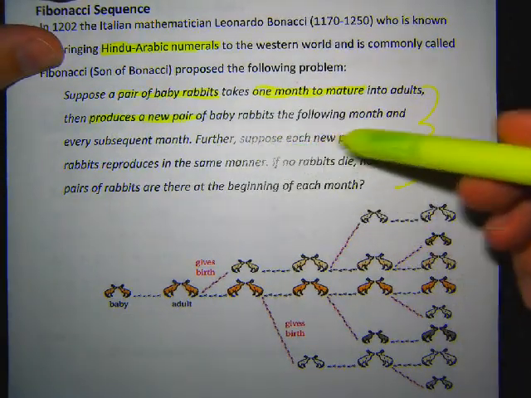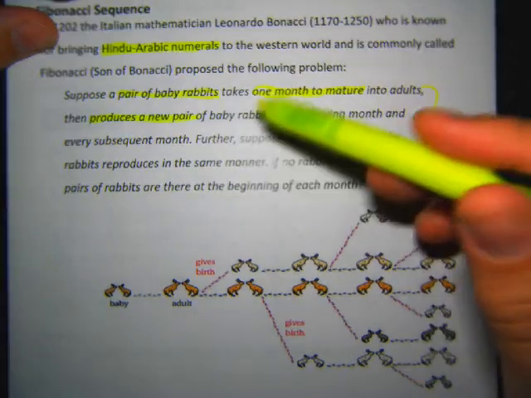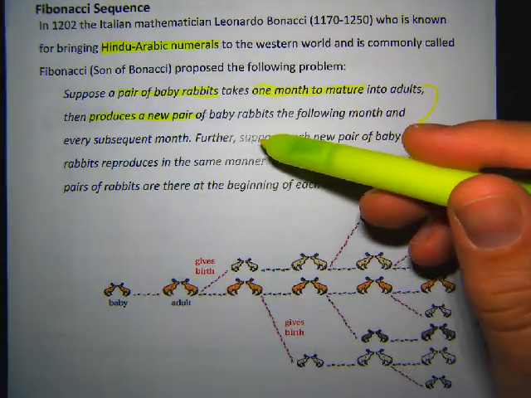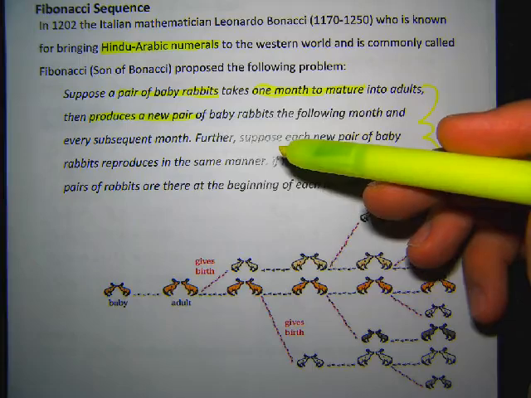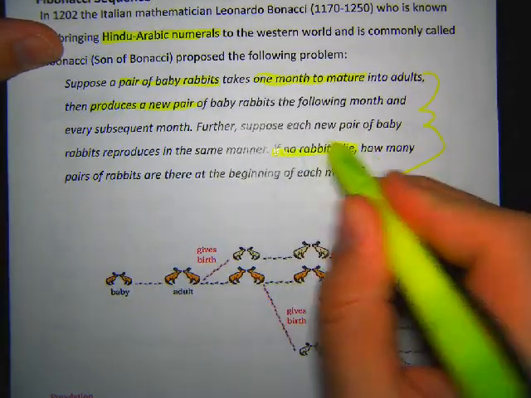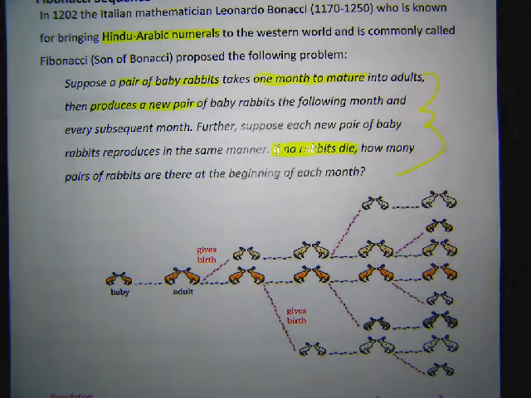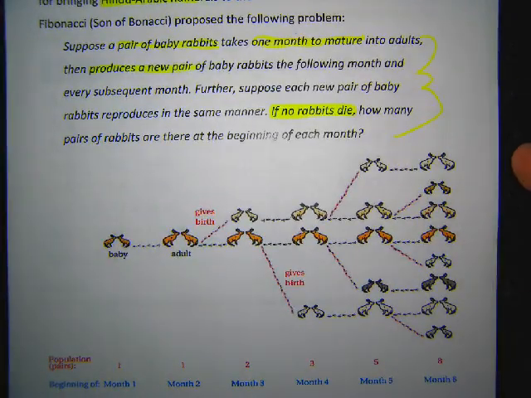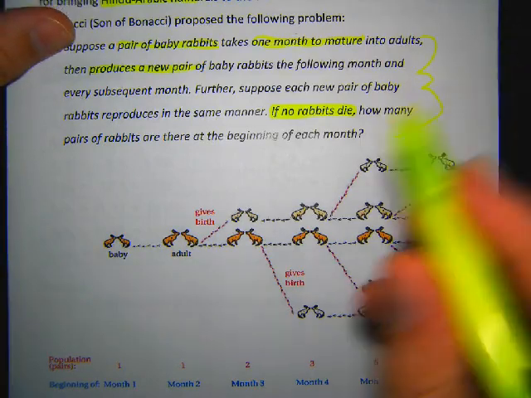Further, suppose each new pair of baby rabbits reproduces in the same manner. So every new pair will have to take a month to mature and then start producing their own. If no rabbits die, we're going to assume that it's a perfect world. There's no foxes or disease out there getting the rabbits. Kind of make it nice and simple. We'll say, okay, nothing dies. How many pairs of rabbits are there at the beginning of the month?